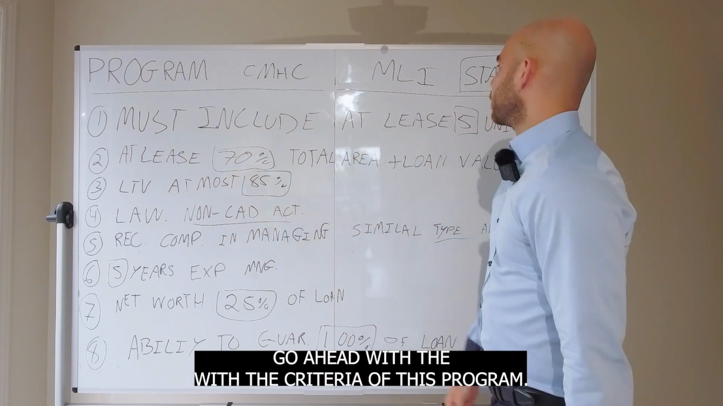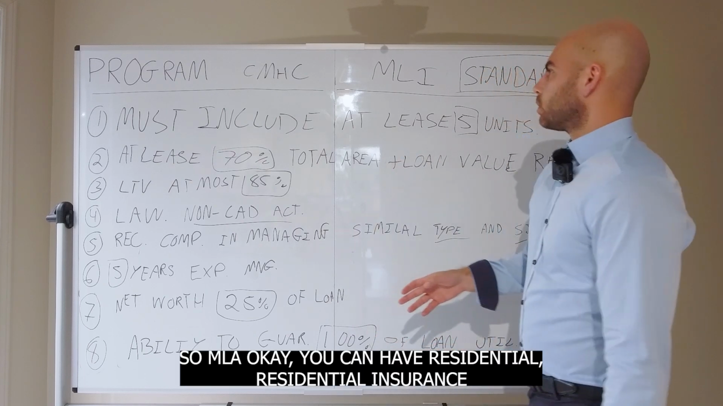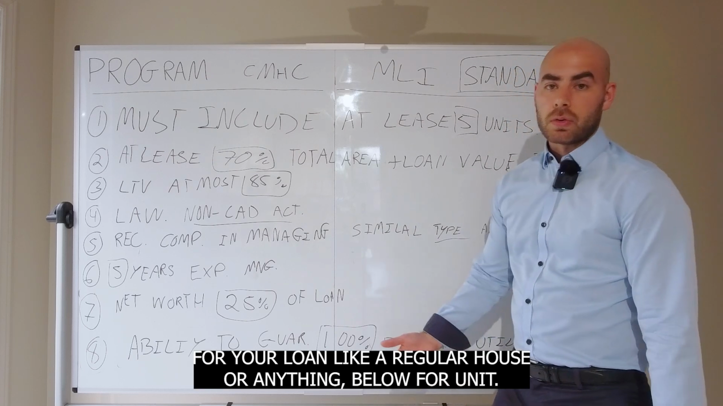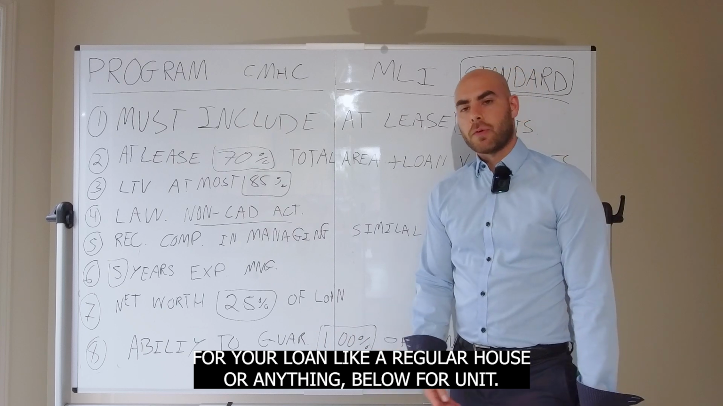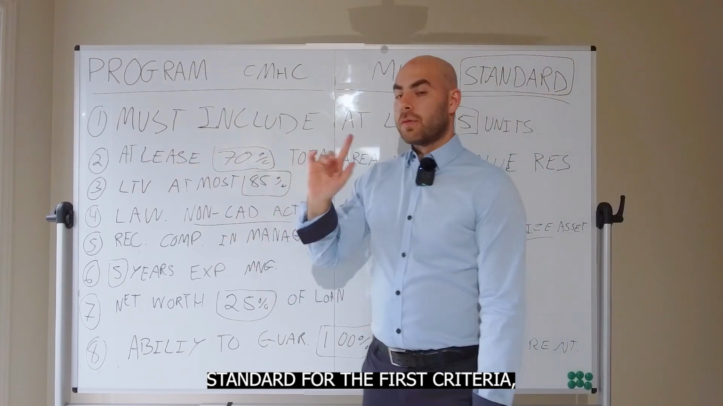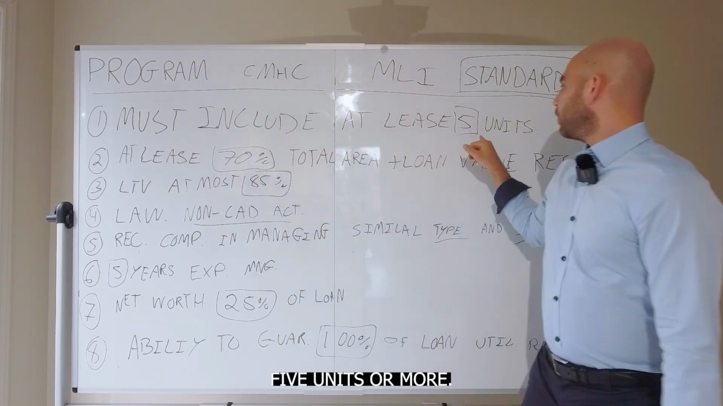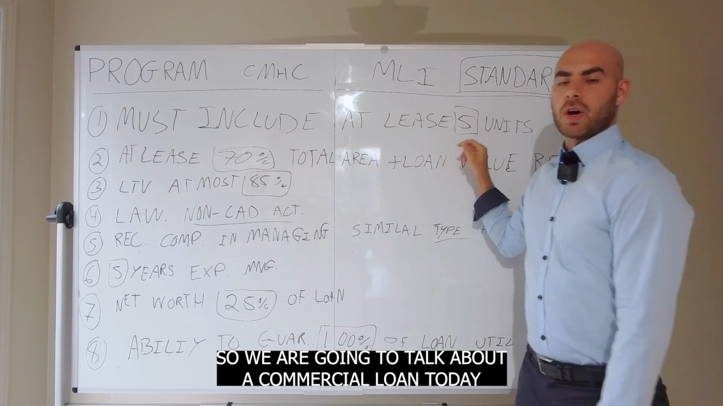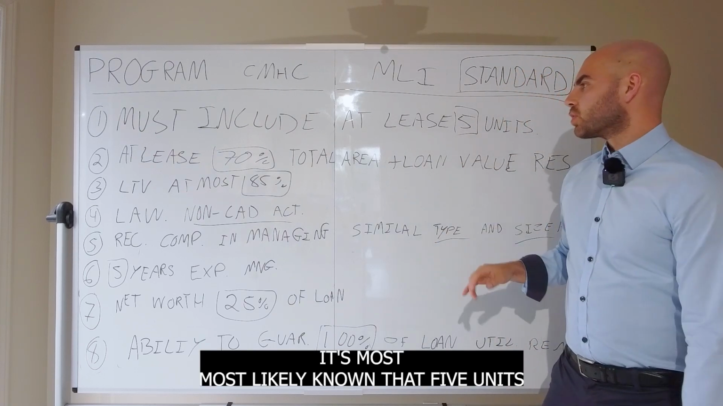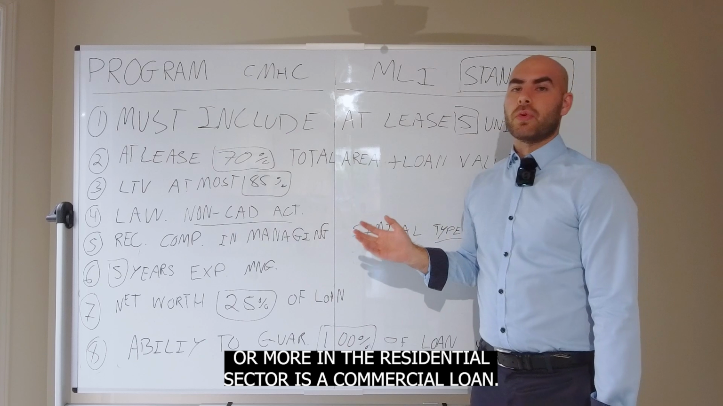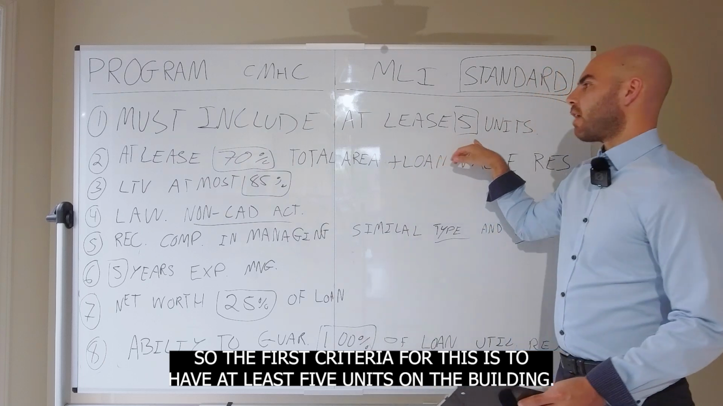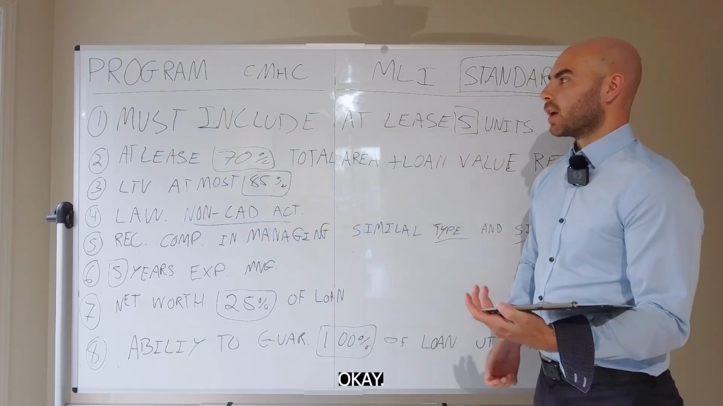Let's go ahead with the criteria of this program. With MLI, you can have residential insurance for your loan, like a regular house or anything below 4 units. But in this particular video, we're going to talk about the MLI Standard for the first criterion, 5 units or more. So we are going to talk about a commercial loan today. Across all financial institutions, 5 units or more in the residential sector is most likely known as a commercial loan. So the first criterion is to have at least 5 units in the building.